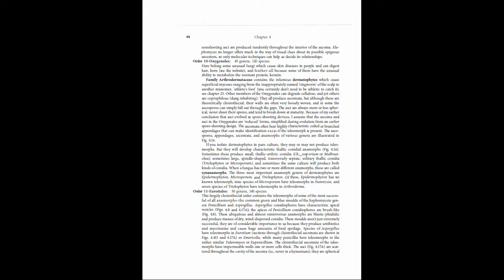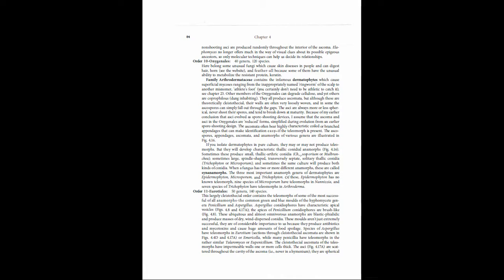If you isolate dermatophytes in pure culture, they may or may not produce teleomorphs. But they will develop characteristic thallic conidial anamorphs, Fig 4.16. Sometimes these produce small, thallic-arthric conidia, Chrysosporium or Malbranchea. Sometimes large, spindle-shaped, transversely septate, solitary thallic conidia, Trichophyton or Microsporum, and sometimes the same culture will produce both kinds of conidia. When a fungus has two or more different anamorphs, these are called synanamorphs.